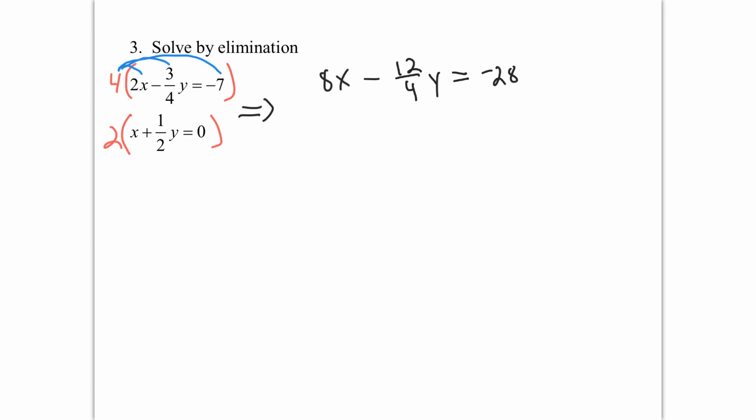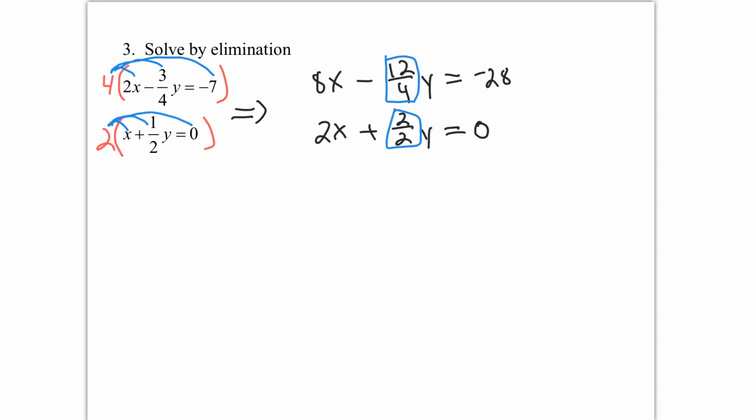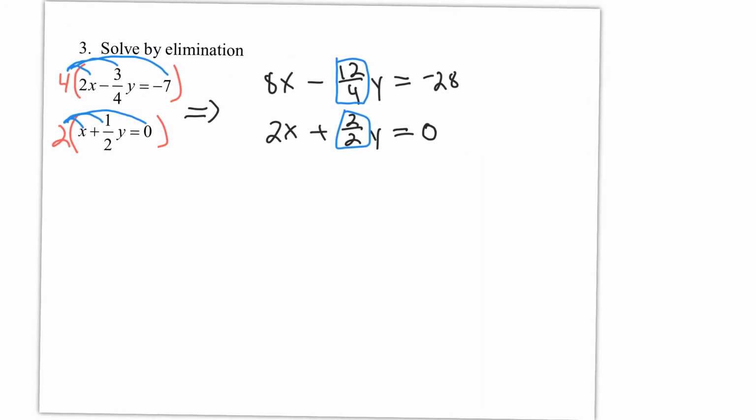Now at the bottom, you multiply by 2. So you multiply 2 times x, 2 times 1, and keep the denominator, and 2 times 0. You already know what that is, but I'm going to distribute. So we get 2x plus 2 over 2y equals 0. 2 times 0 is 0. You divide, you simplify the two fractions. So we are going to get, let me just put the arrow right here, 8x minus 3y equals negative 28. And on the bottom, you will get 2x plus 1y equals 0. No more fractions. Now you follow the steps.